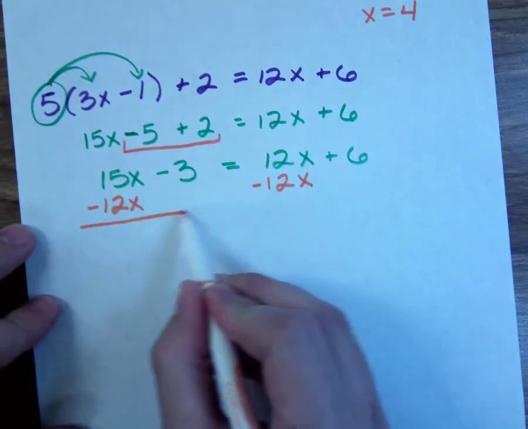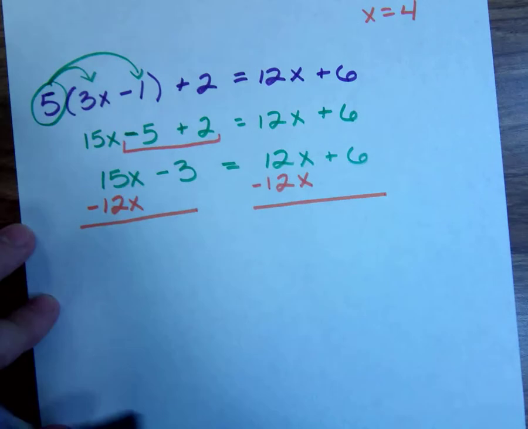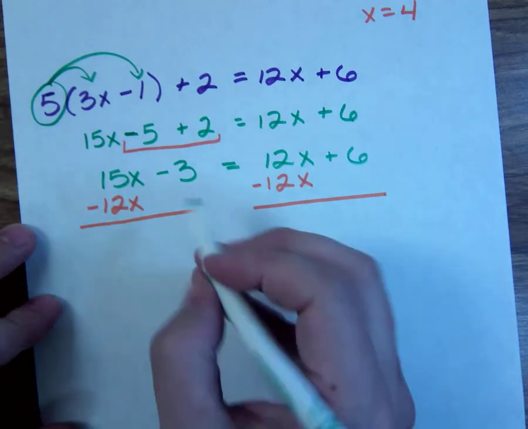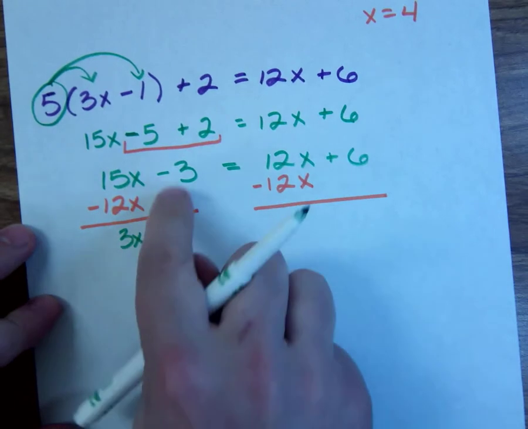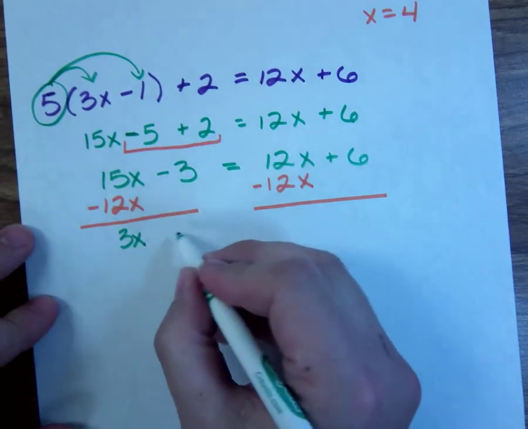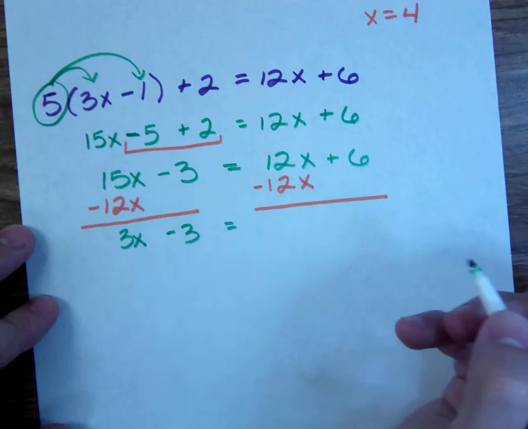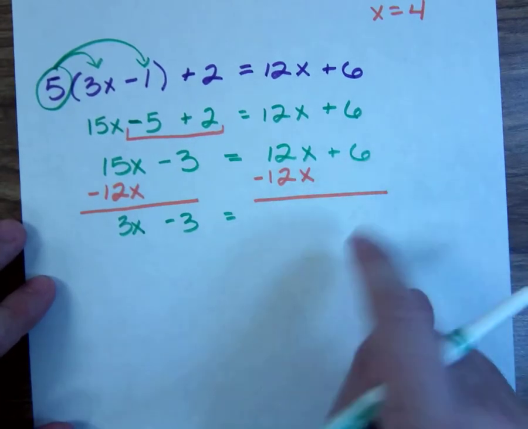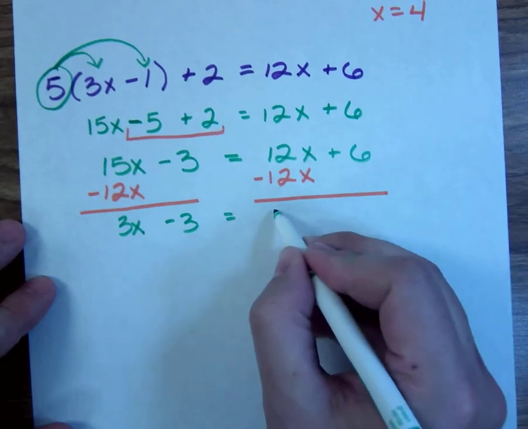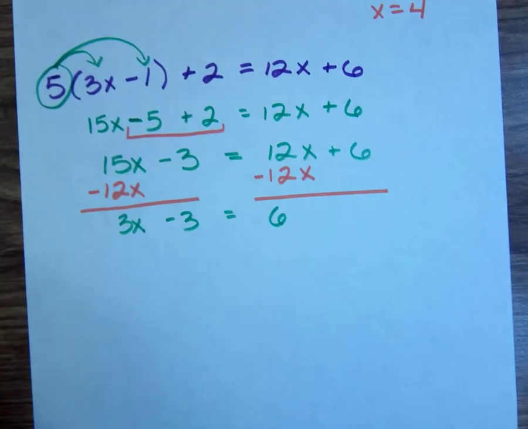Like so. So 15x minus 12x is 3x. I'm just going to bring down this minus 3 right here. The 12x's are gone. 12x minus 12x is 0. And then I'm going to bring down this positive 6. I'm going to actually slide it over here.